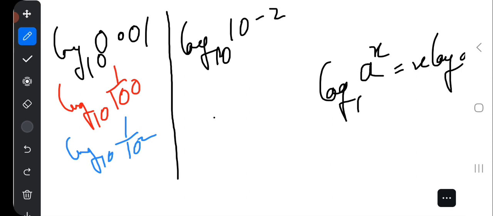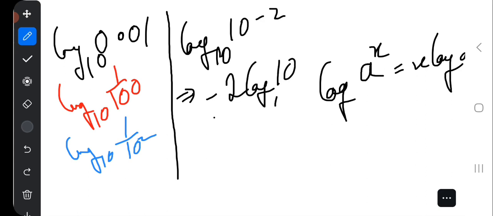I can write any base. I can write base c, so this side also I can write base c. So that is not important. But I want to focus on the main thing here, which is if the body of a logarithm has a power, that power can come in front. So if I use this formula, you will realize that this minus 2 can come in front. So I can write this as minus 2 log 10 base 10.